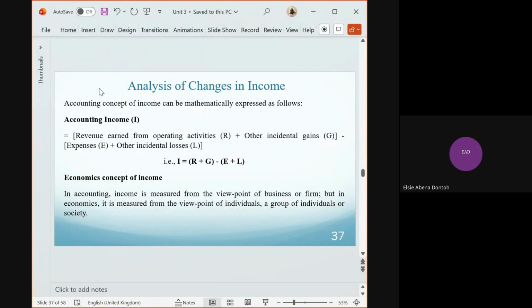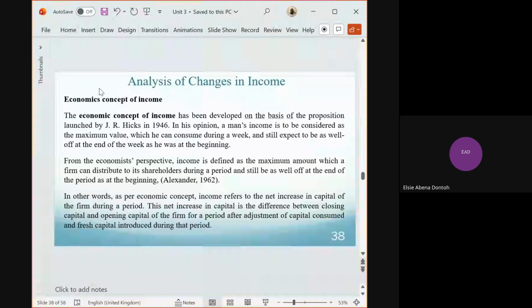For economics, accounting income is measured from the viewpoint of business or firm. But in economics, it is measured from the viewpoint of individuals, a group of individuals, or society in general. So accounting is from the view of a business, and economics is from the views of individuals, groups, or the society at large.